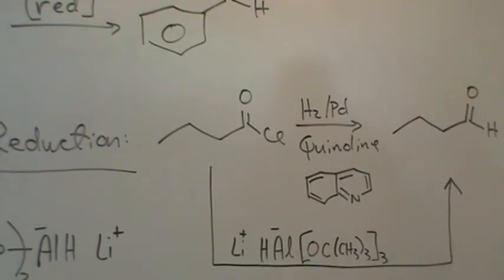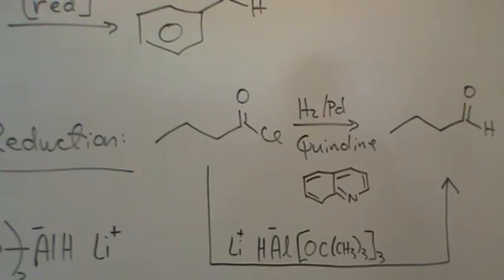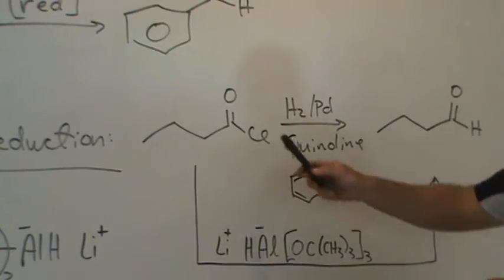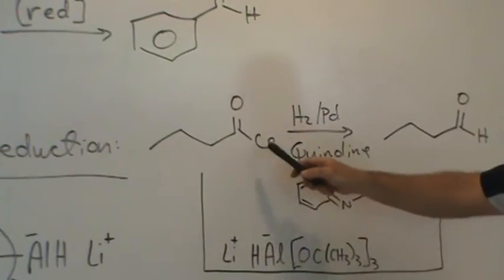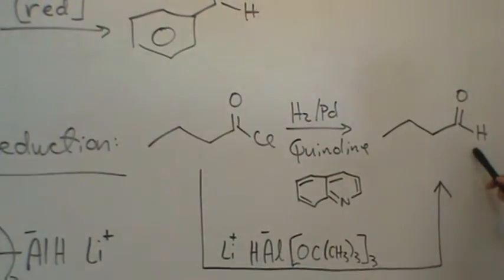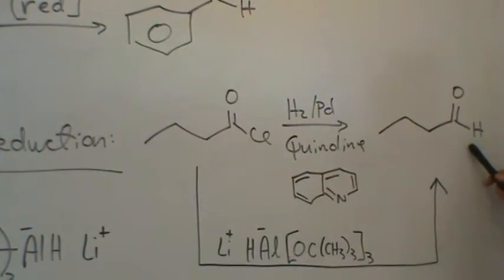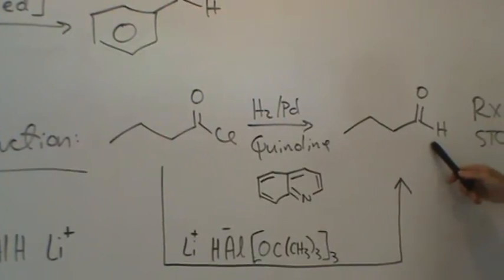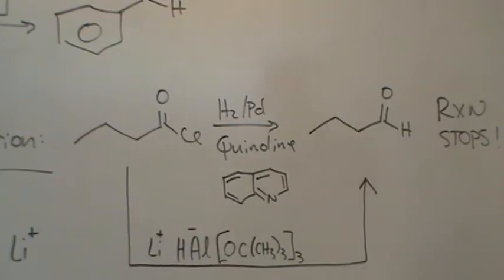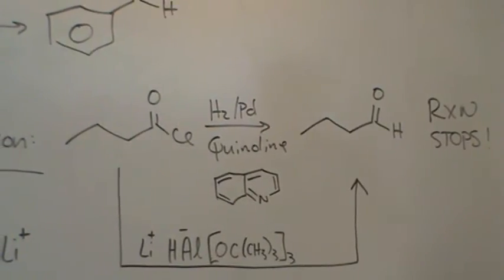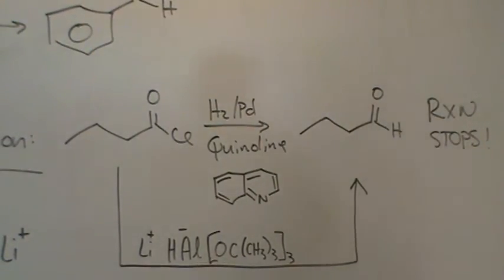That tells me that you recognize this is a Rosenmund reduction. You're going to need Rosenmund reduction conditions, and under those poisoned catalyst conditions, the reaction will progress to that aldehyde and stop there. So that's a very nice way to convert a carboxylic acid chloride into the corresponding aldehyde. A reduction, but not the full reduction all the way to the alcohol.